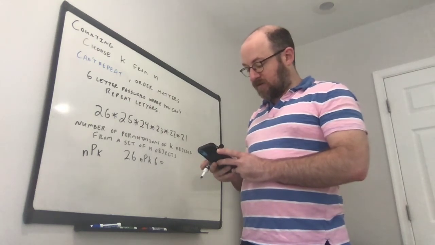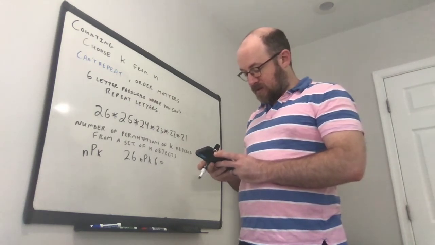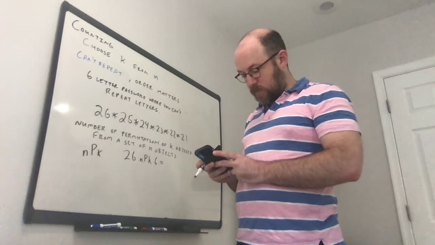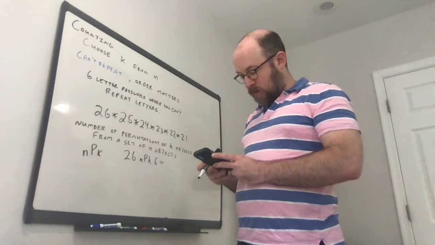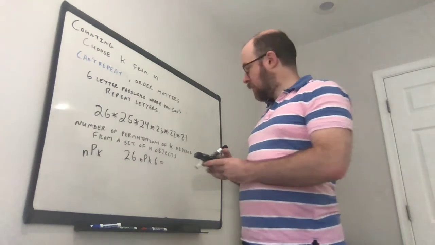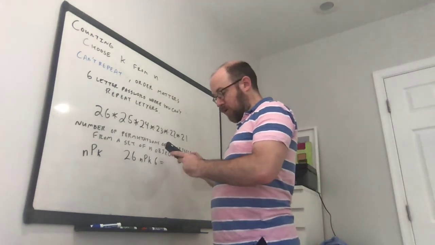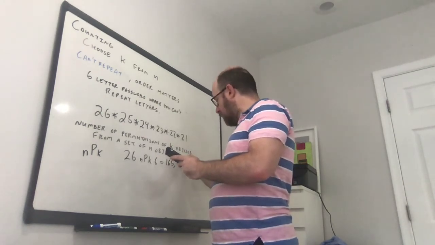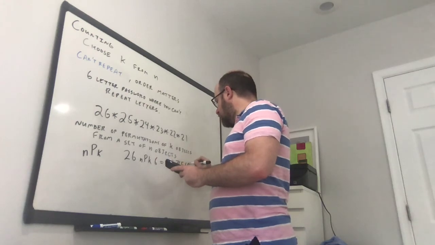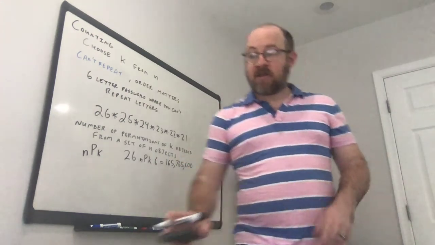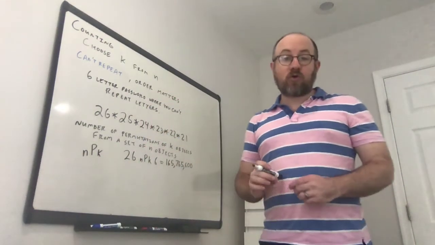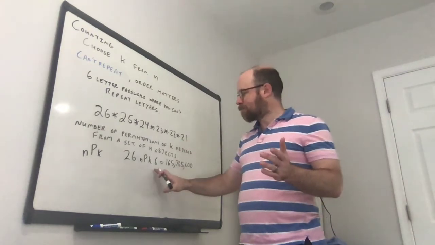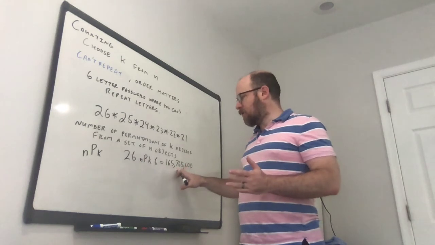It will give you the number, which is 165,765,600. Notice this is smaller than the number where you could repeat because there are more possibilities there. Okay? So that's one way to get this number.